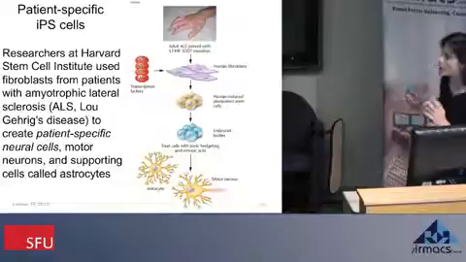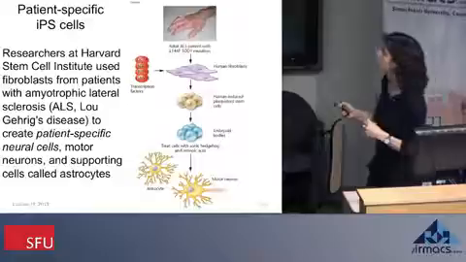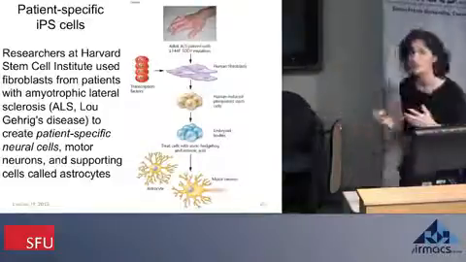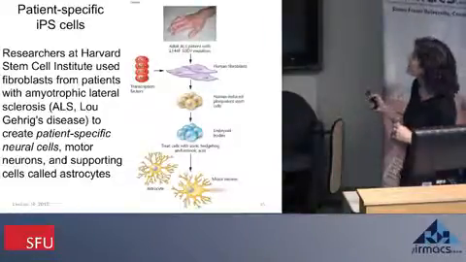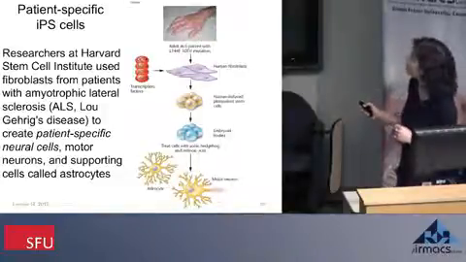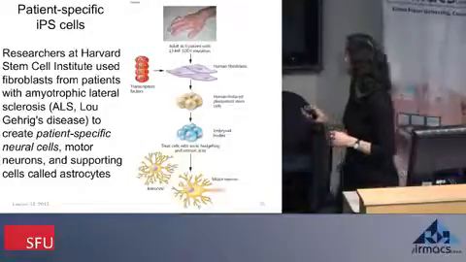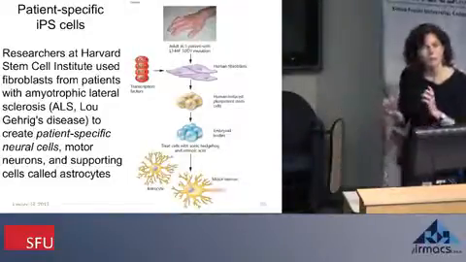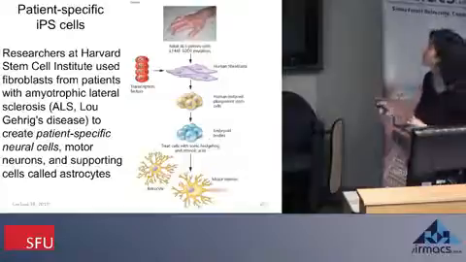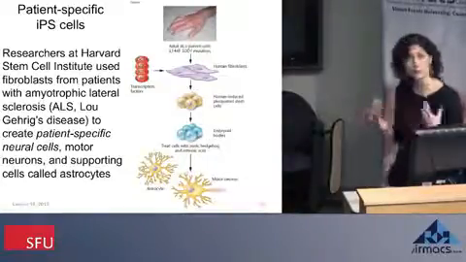So at Harvard Stem Cell Institute, some doctors are working with patients that have amyotrophic lateral sclerosis, or ALS. And in this case, they've taken skin cells, they've used the Yamanaka factors to make iPS cells, so exactly the protocol I've talked about, and then using a cocktail of growth factors that they know will trigger those iPS cells to grow into neurons and support cells.